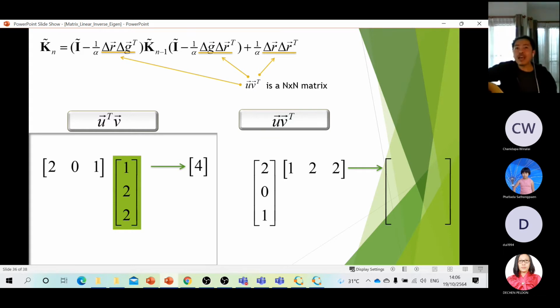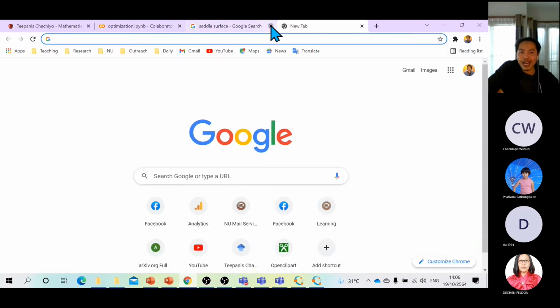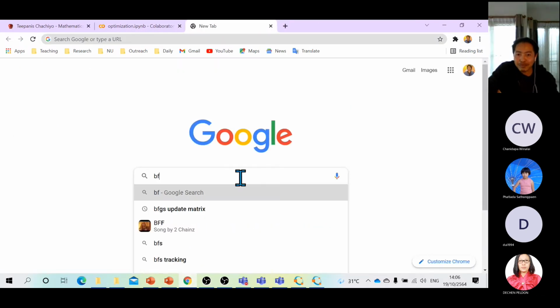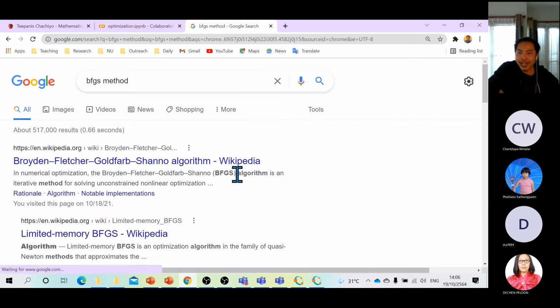Now that is BFGS. Again, Broyden, Fletcher, Goldfarb... oh my God, I should not just guess their names. That would be impolite. BFGS method. Okay, so exactly: Broyden, Fletcher, Goldfarb, and Shanno algorithm. Very good. Thank you for your wonderful work for giving us a hundred times faster optimization.